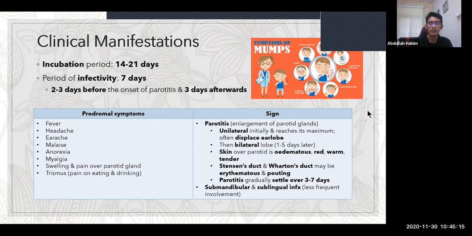glands. So initially there will be unilateral enlargement, and then there will be bilateral enlargement, which occur 1 to 5 days later. So we can feel the skin over the parotid glands, which is edematous, red, warm, and tender, which are the cardinal signs of the inflammation. The Stensen's duct and the Wharton's duct may be erythematous and pouting. And usually the parotitis will gradually settle over 3 to 7 days. And other signs, we can see submandibular and sublingual infection, but it is less frequent.